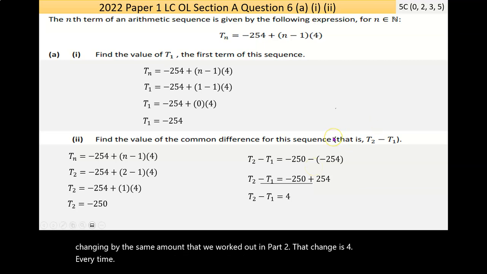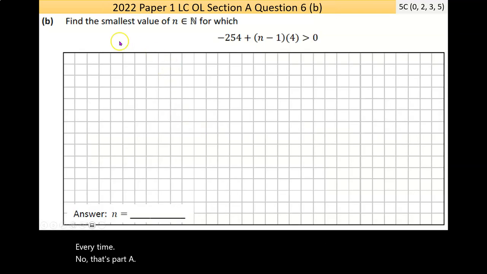Now that's part A. Part B says find the smallest value of n.